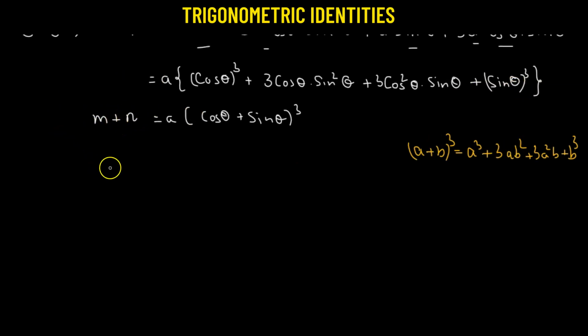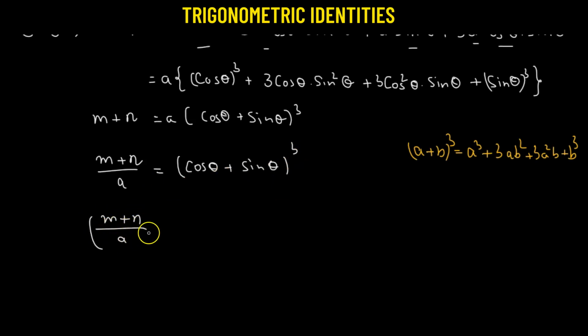Right? We can actually further simplify this. We're going to divide each side by a. So we have (m plus n) divided by a, which equals (cosine theta plus sine theta) whole cube. Now we're going to take the cube root on both sides. Taking the cube root of both sides, the cube root of (m plus n) over a can be expressed as (m plus n divided by a) whole raised to the power of 1/3. So this is the value of cosine theta plus sine theta.